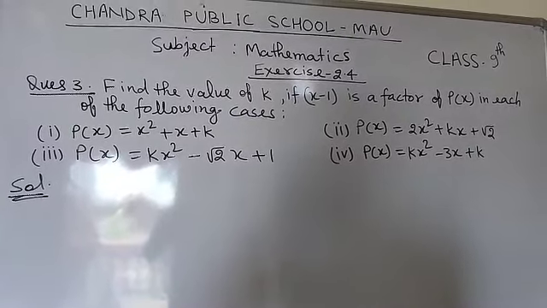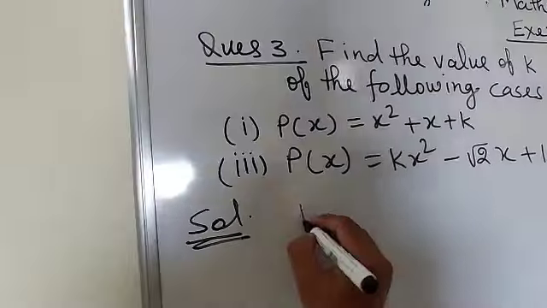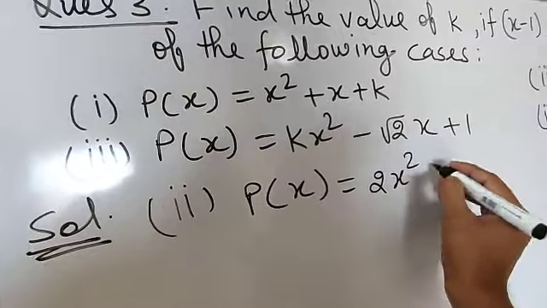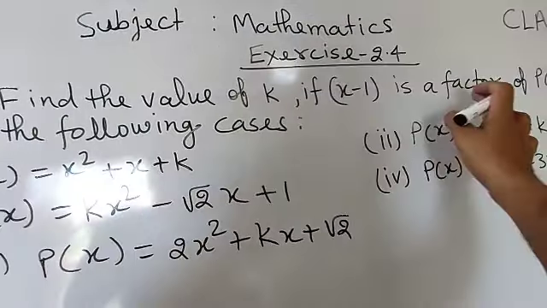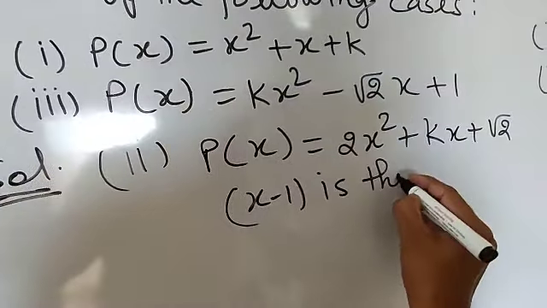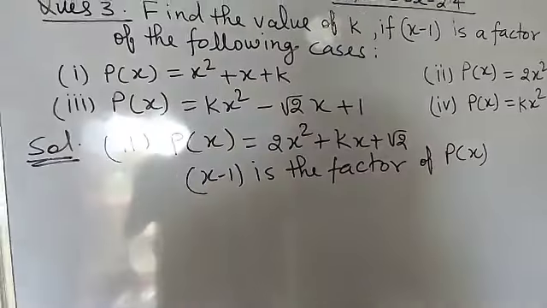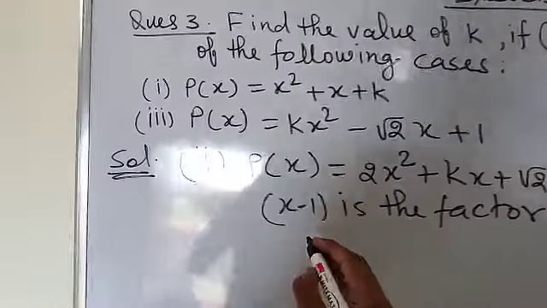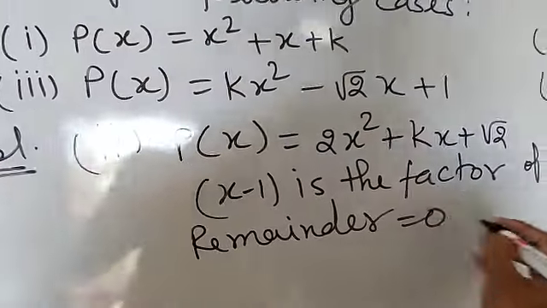Here I am going to solve the second and third parts, and you need to solve the first and fourth parts by yourself. First, the second part. The polynomial p(x) is given as 2x square plus kx plus root 2, and it is given that x minus 1 is a factor of it. It means x minus 1 is a factor of the polynomial p(x). If x minus 1 is a factor, it means the remainder equals 0.